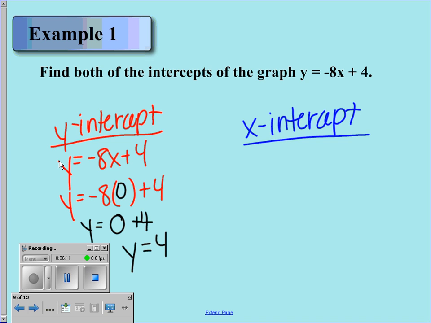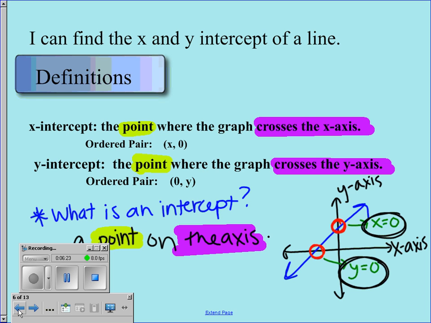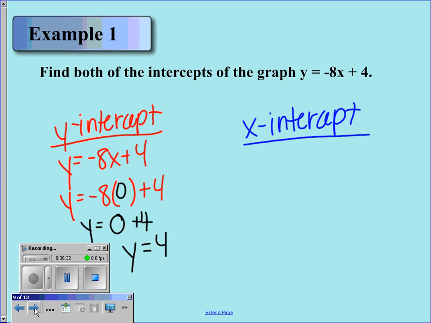Is that my answer? No. What did it ask for in the directions? Find the intercepts. Well, what is an intercept? A point. Is a point y equals 4? No, a point is a coordinate. So the coordinate, the point, is going to be your answer. So our answer is the point (0, 4).